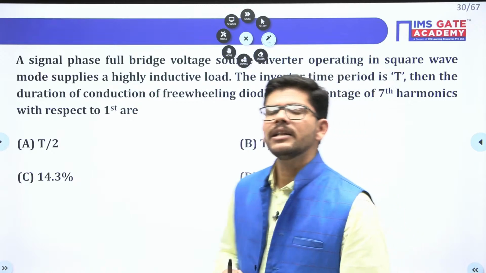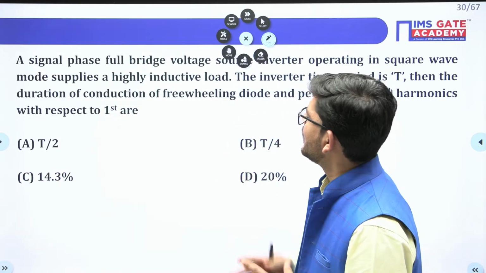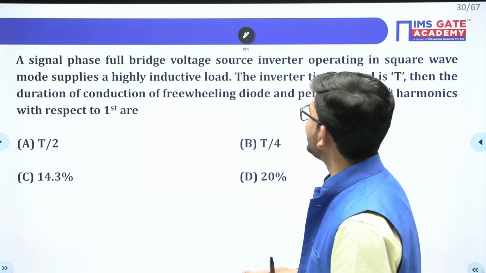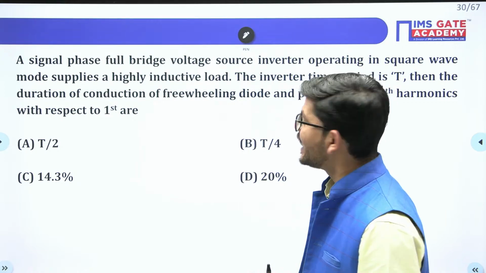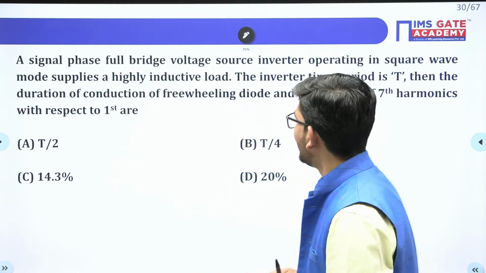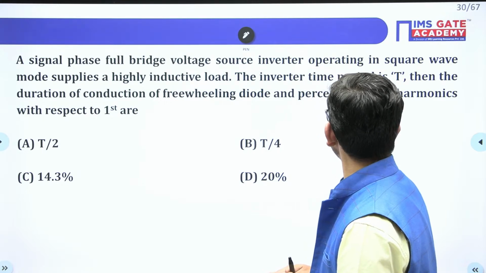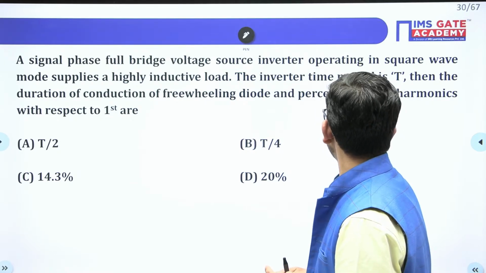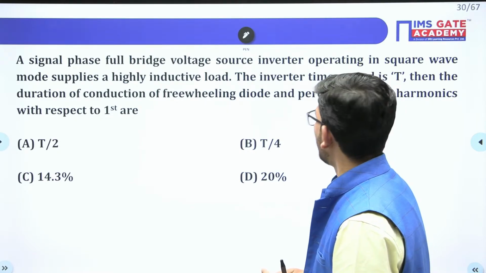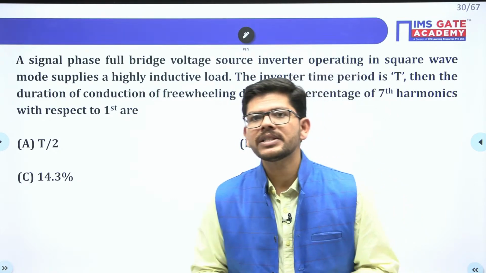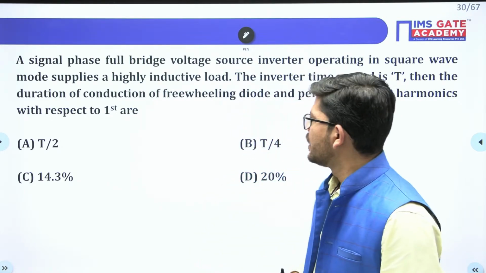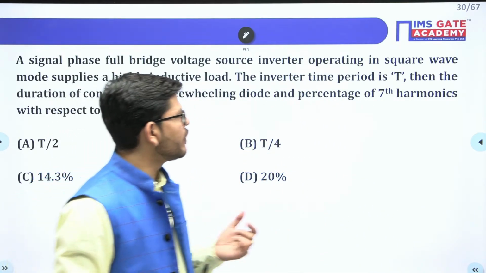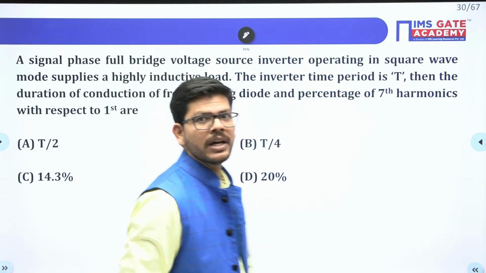So let me read the first question from here. A single phase full bridge voltage source inverter operating in square mode supplies a highly inductive load. The inverter time period is T. Then find the duration of conduction of the freewheeling diode and the percentage of 7th harmonic with respect to the fundamental. So we have to tell for how much duration the diodes will be conducting and what will be the percentage of 7th harmonic with respect to the first one.